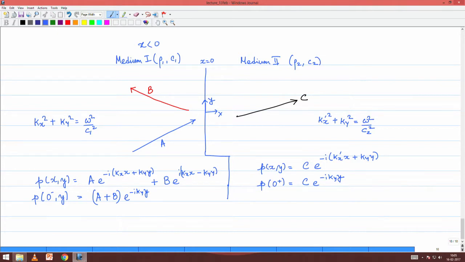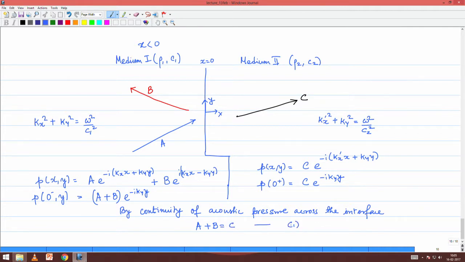So, now if these two pressures have to be the same, by continuity of acoustic pressure across the interface, what we have is A plus B must equal C. This is our equation 1. This kind of equation we had already seen even for the case of normal incidence. So, that part is nice and simple.